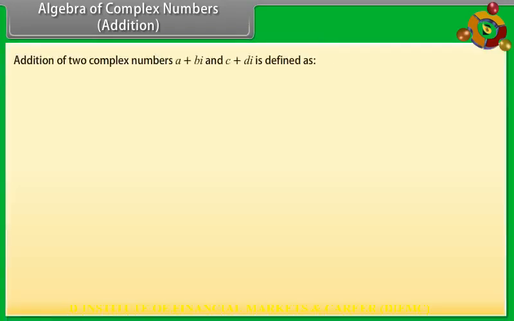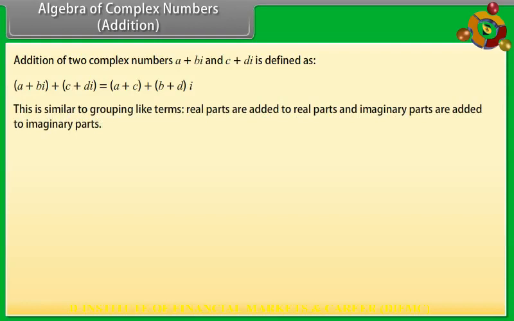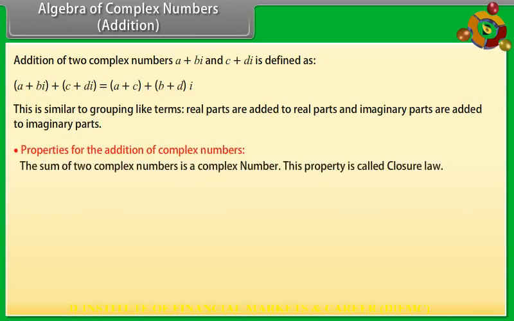Algebra of complex numbers. Addition. Addition of two complex numbers a plus b iota and c plus d iota is defined as (a plus b iota) plus (c plus d iota) is equal to (a plus c) plus (b plus d) iota. This is similar to grouping like terms. Real parts are added to real parts and imaginary parts are added to imaginary parts. Properties of the addition of complex numbers. The sum of two complex numbers is a complex number. This property is called closure law.